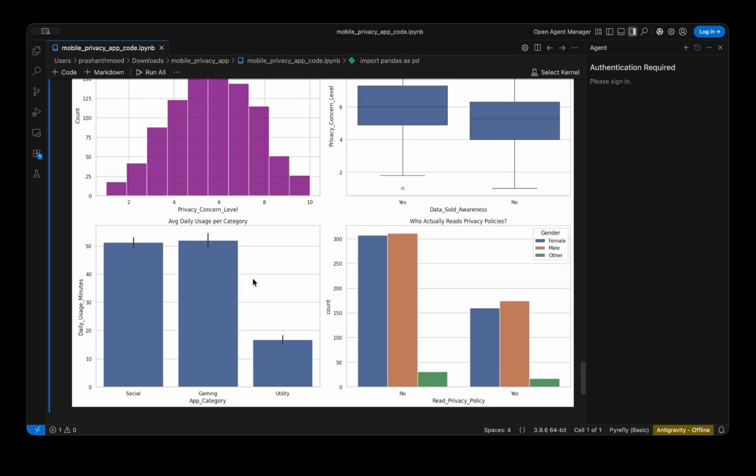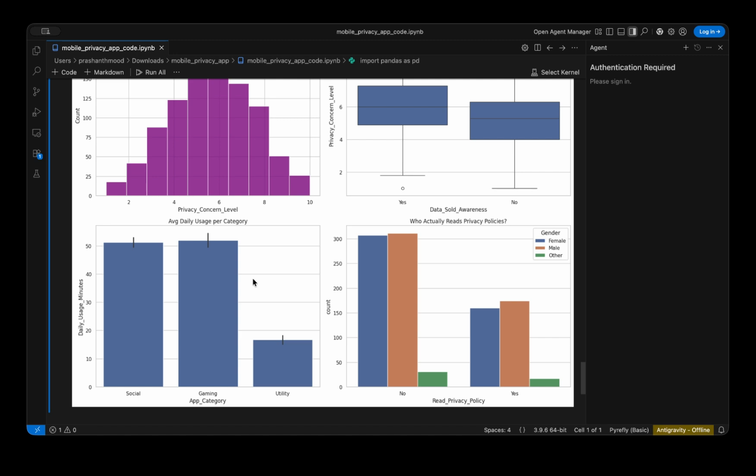Improvements and future work. If I were to extend this project further, I would add a machine learning model using the existing features to build a classifier that predicts whether a user will uninstall an app due to privacy concerns. Features like privacy consent level, data sold awareness, and permissions granted would be strong predictors.